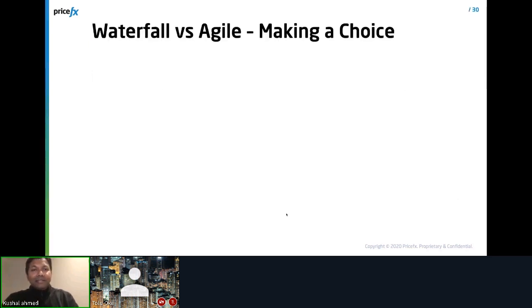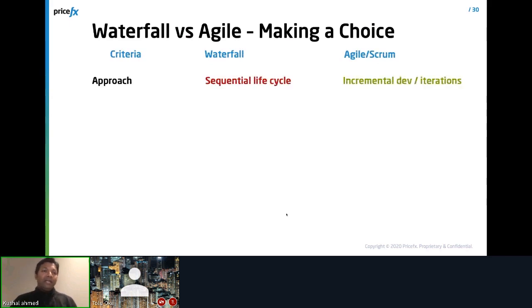Okay, so now that we have some ideas about waterfall and agile, let's do a comparative analysis based on some criteria. The first criterion we'll talk about is the approach. As we already understand, for waterfall it's going to be a sequential life cycle. For Agile or Scrum methodology, it's going to be incremental development or iterations. From a method perspective, waterfall is structured. It's not going to change. For agile, it is adaptive.